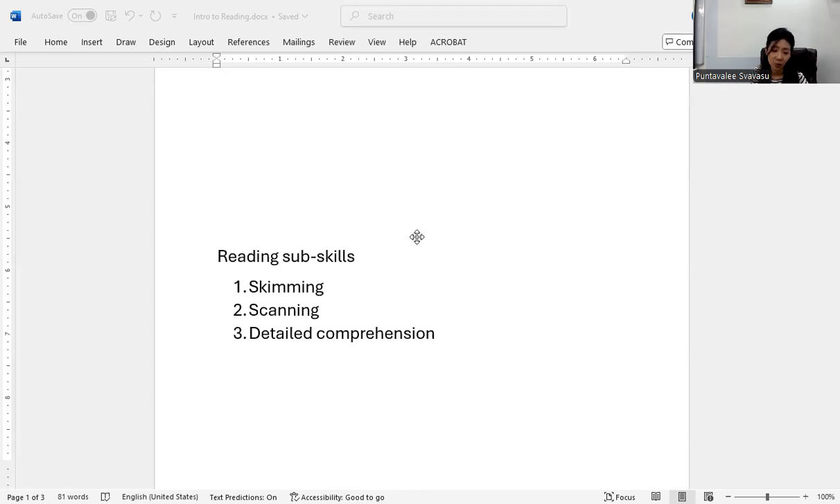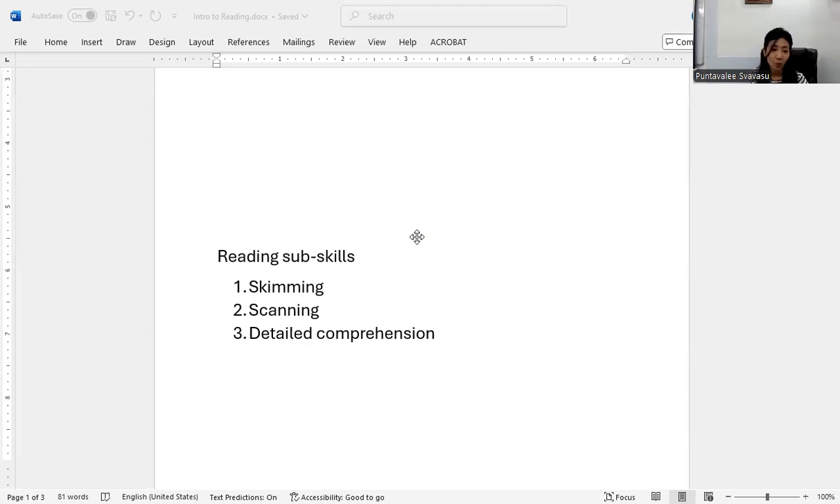When you skim, you want to get through the entire text quickly and get the overall idea, the flow of the story, and what topics have been covered in the reading. For the sake of reading tasks, when you skim, you will see the flow, and then when you have to answer the questions, it will be easier and quicker. So that is skimming.